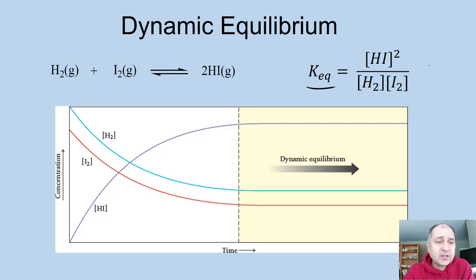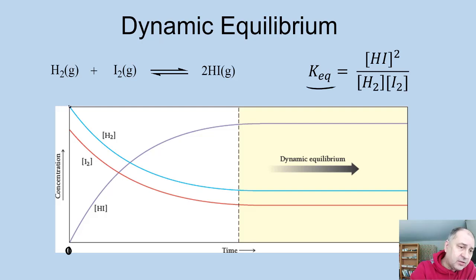So when you first start the reaction, this is kind of like a reaction coordinate. You start at time 0 when you are adding hydrogen gas and iodine together, and it's in the gaseous phase.